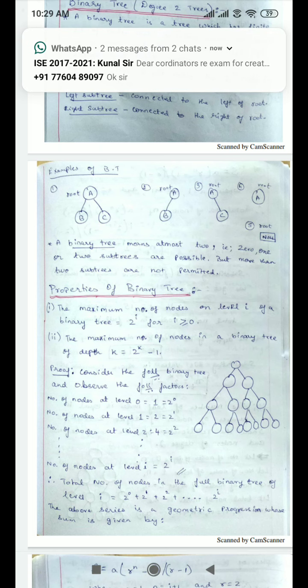So if you want to know about 2 raised to i, what happens? Initially, at the first level, if you consider, it is 2 raised to 0. Level is what? At the 0th level, 2 raised to 0 is nothing but 1. Only one node you can have maximum. Similarly, at the first level, 2 raised to 1, maximum you can have 2 nodes. This way, you can have a maximum of 2 raised to i nodes at any level. Okay, depth is 2 raised to k minus 1.